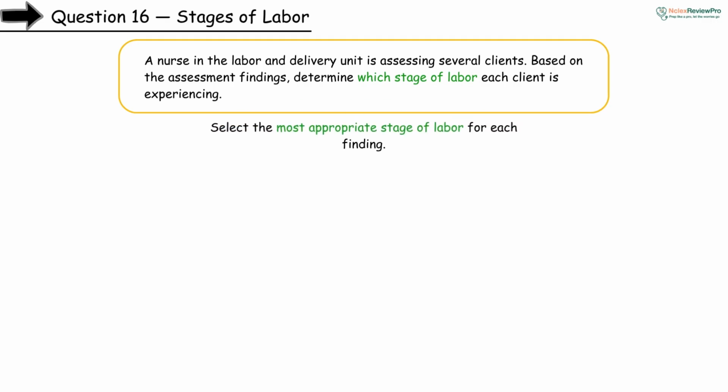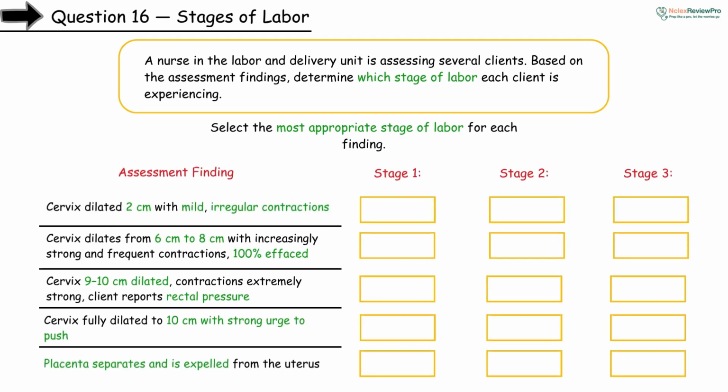We have multiple assessment findings, and we need to match each one to the correct stage of labor. So this is all about recognizing patterns and understanding what is happening physiologically. Let's go through each finding one by one. Cervix dilated 2 centimeters with mild irregular contractions. This corresponds to stage 1. This is early labor, also called the latent phase, where dilation begins and contractions are still mild and irregular.